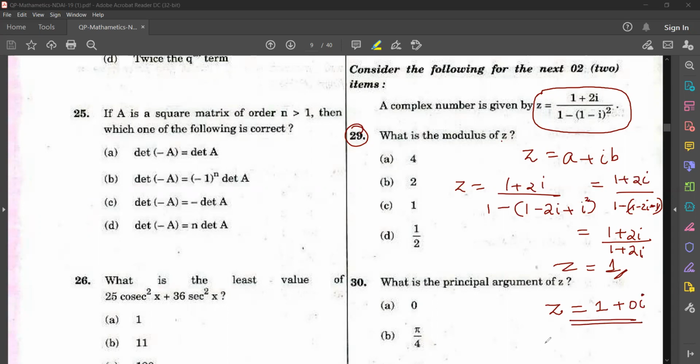Now we have to find the modulus, isn't it? So modulus is nothing but, just write the formula. If you don't know, modulus of z is root of a square plus b square. See, if a complex number is a plus ib, then its modulus is root of a square plus b square. So here, root of 1 square plus 0 square is obviously 1. So modulus of z is 1. Option C is the correct answer.